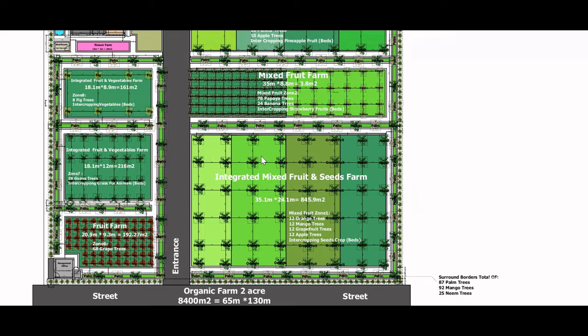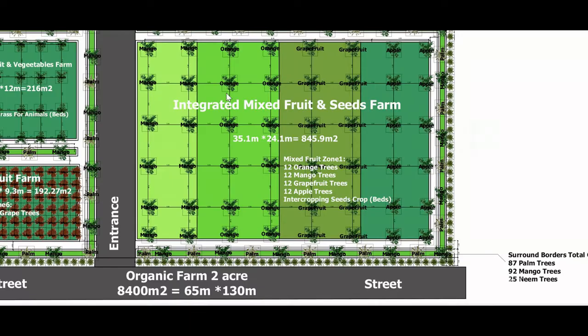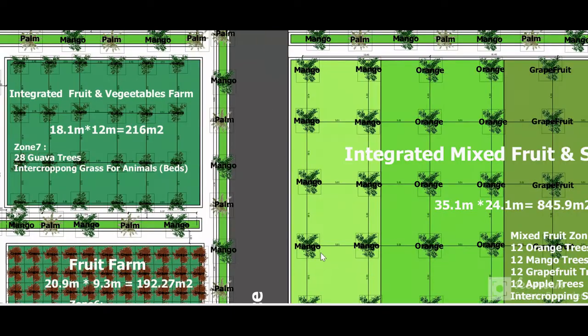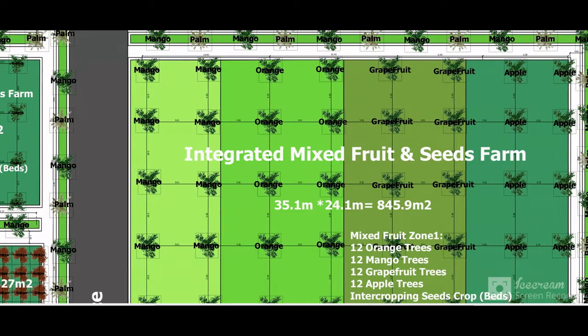Zone one here has two types of fruit trees, planted with specific distances, high density cultivation. Okay, let's see it. As you see here, in zone one we used mango trees with a distance of about 5 meters from each one to the other.